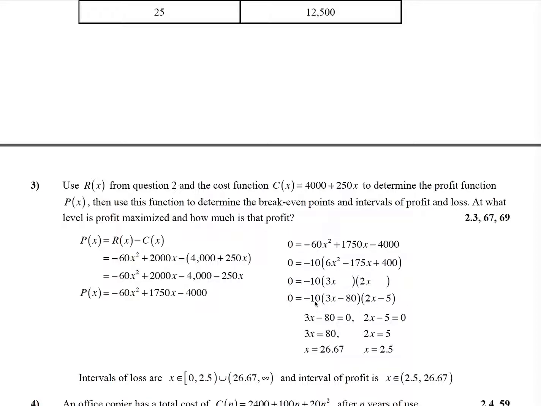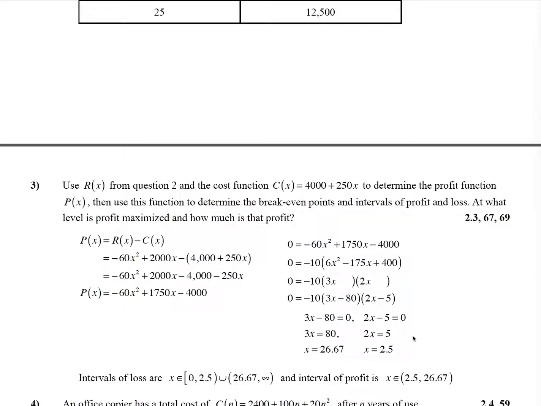The -10 has no effect on the solution. So we set this 3x minus 80 equal to 0 and this 2x minus 5 equal to 0 and solve, and that gives us 26.67 approximately, and 2.5, because we add 80 to both sides here and divide both sides by 3, and here we add 5 to both sides and divide both sides by 2. So those are the break-even points.